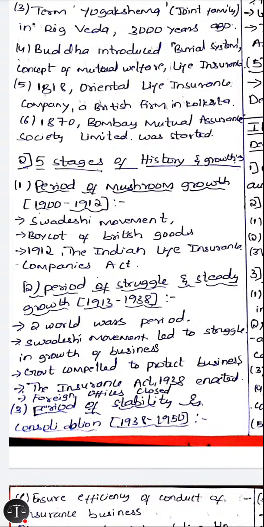So in the period of mushroom growth, there was a Swadeshi movement. What happened in the Swadeshi movement was Indians were boycotting British goods and they were depending more on Indian goods. They were trying to produce more Indian goods and buy them, and they totally tried to boycott British goods. This is the Swadeshi movement. During the period of mushroom growth, there was the Swadeshi movement, and in 1912, the Indian Life Insurance Company Act was framed.